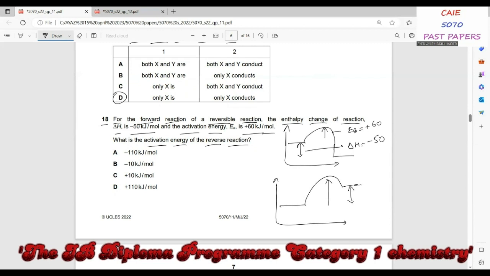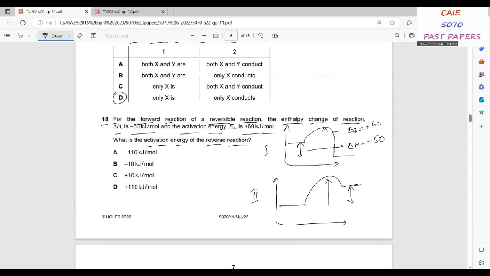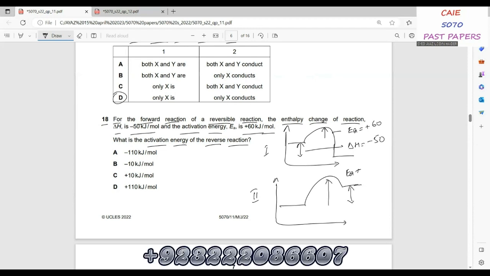You see, in the second diagram, we'll get the enthalpy change by adding the EA and delta H. EA plus delta H. And EA is given, it's 60. And as it is endothermic reaction, so delta H will be plus 50. So we'll add 60 and 50. So we'll get 110 kilojoule per mole. So D will be the right answer for this question.